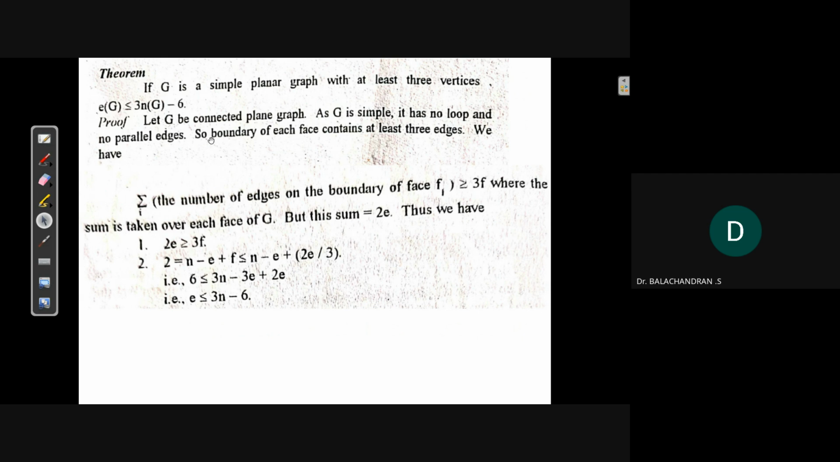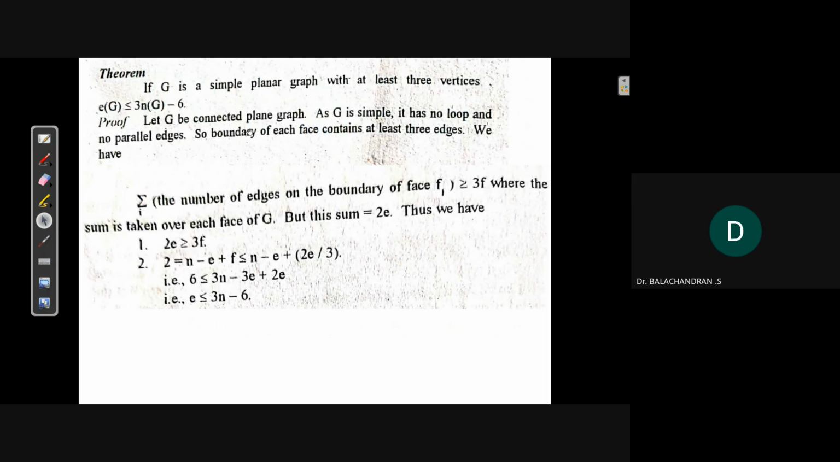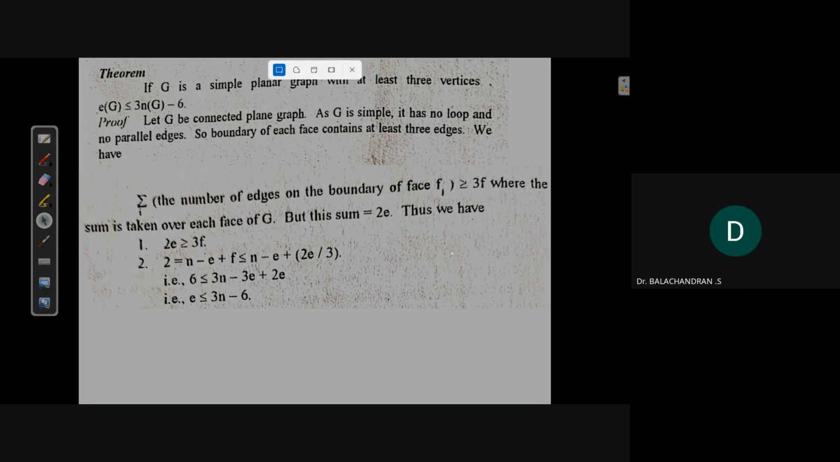In the previous diagram also we saw that. For each boundary we need a minimum of 3 edges. So the boundary of each face contains at least 3 edges. Here they are writing a summation over i of the number of edges on the boundary of face Fi. This is not F1. Maybe I'll take a snapshot and then I'll explain this portion.